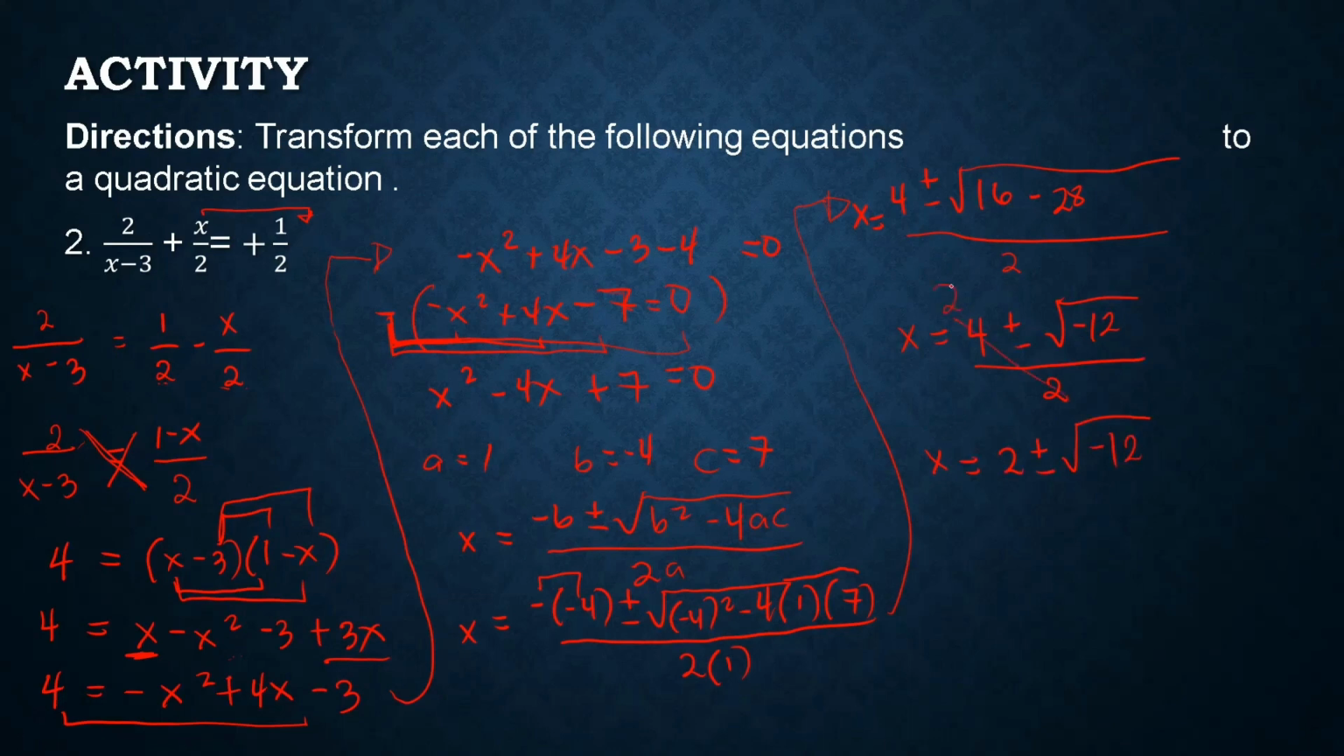So if you remember the discriminant, if the radicand is negative, then it has two solutions but they are not real. So that means this is your answer. No need to check it because our two solutions are not real.